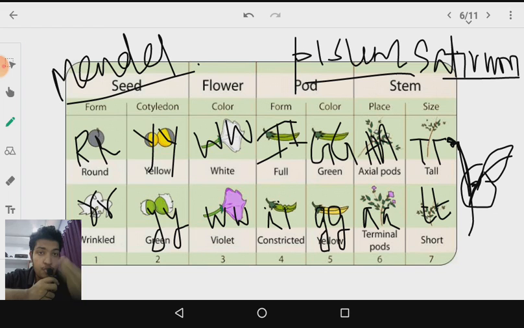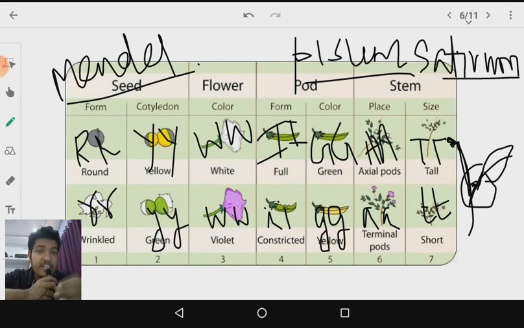Whereas if I am taking two different organisms which differ in more than one character, let it be two characters, then it is known as a dihybrid cross. For example, if I take one plant which produces round and yellow seeds, and I cross it with another plant which produces wrinkled and green seeds, then that cross is a dihybrid cross.